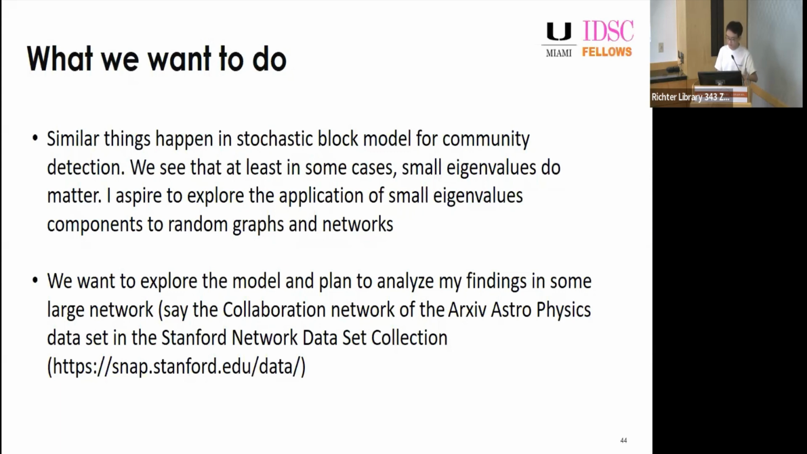We want to explore the model and plan to analyze my findings in some large networks. This is my candidate by now, the collaboration network of the arXiv Astrophysics dataset.